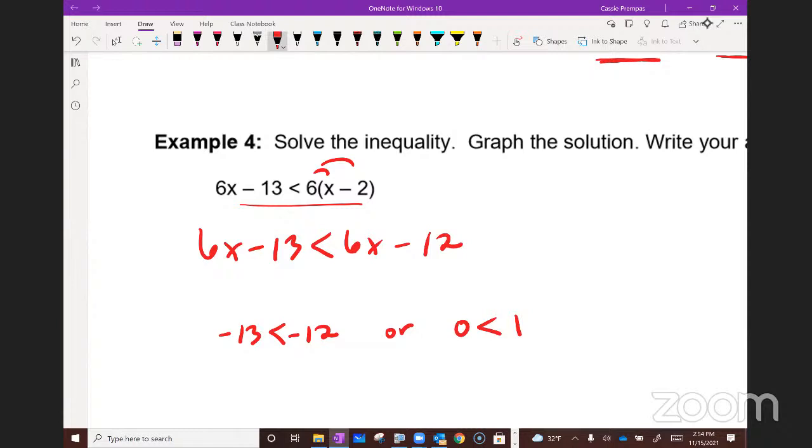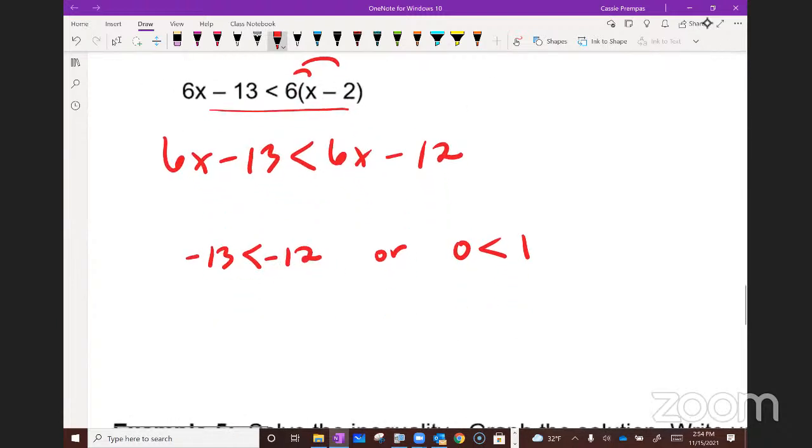Awesome. So here's what happened. We ended with a statement. Are these statements true or false? True. If you end with a true statement, that means all real solutions will work. We're going to do a check step.